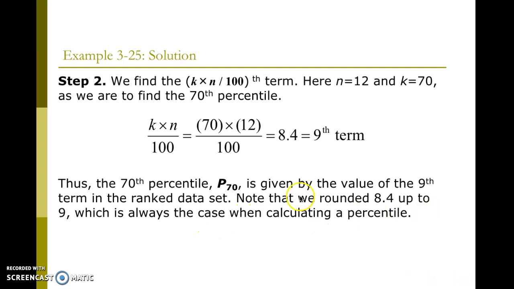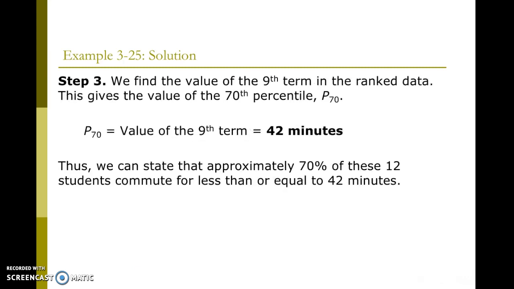It mentions here that this is always the case when calculating your percentiles. You'll always round up. You won't ever round down. Even though normal rounding rules would tell us this would go down to 8, it's going to go up. All right, so the 9th term. Then we find the 9th term, which is 42 minutes. So we can state that approximately 70% of students commute less than or equal to 42 minutes.